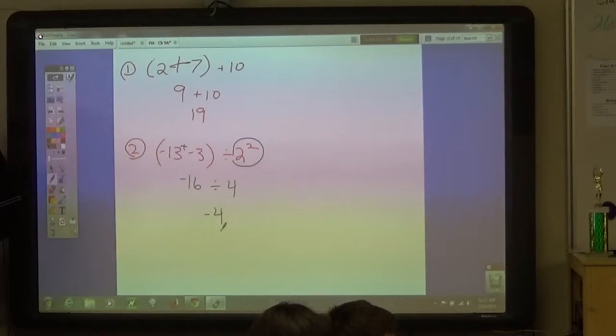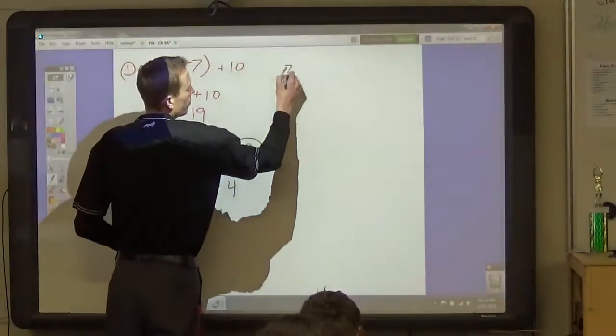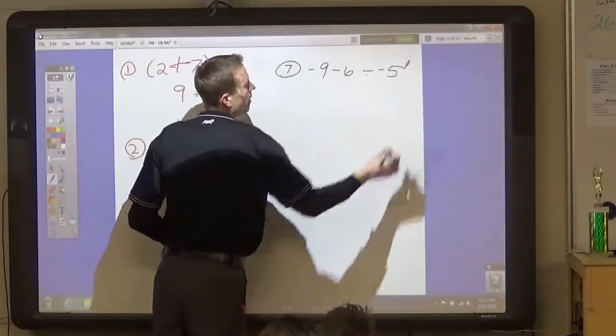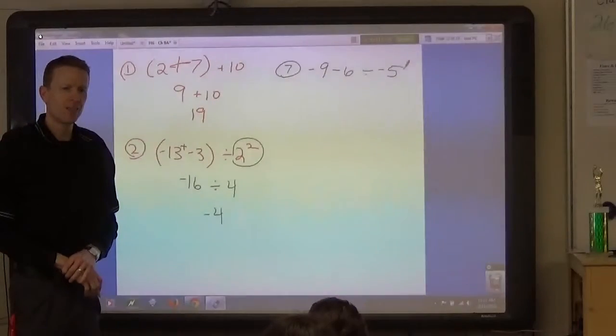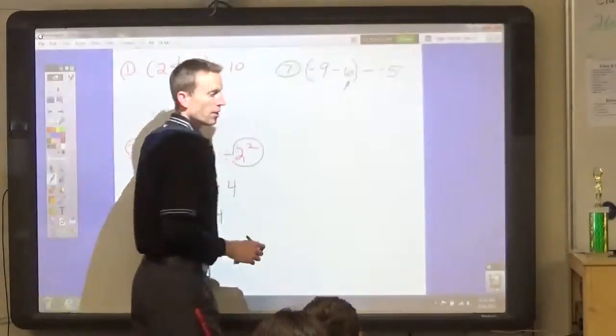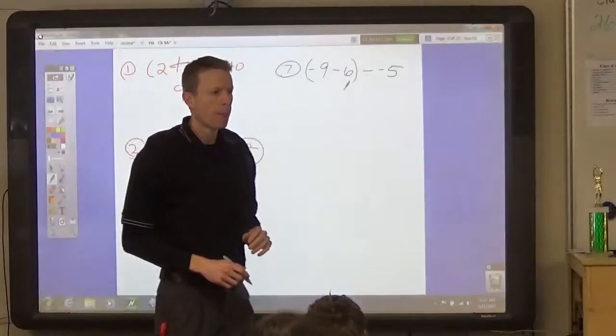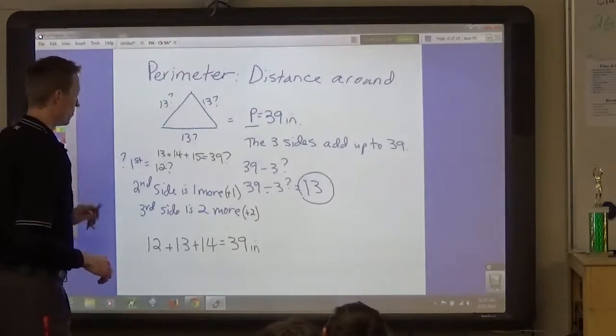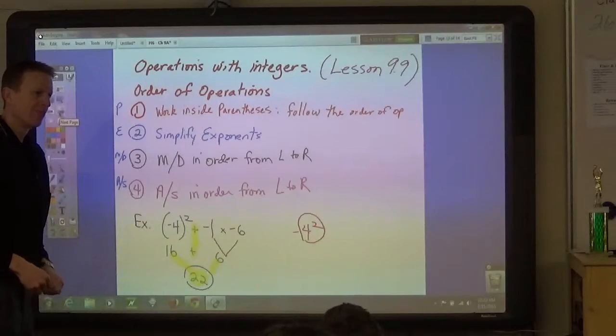And number 3. Well, that one I did already. That was the first example. Let's go on to number 7 from your assignment. Negative 9 minus 6 divided by negative 5. If I copy it this way, is that going to make sense? No. Because we would do the division first. Now we have to do the subtraction first. Okay? Lily. This was number 3. That was our example. Okay?